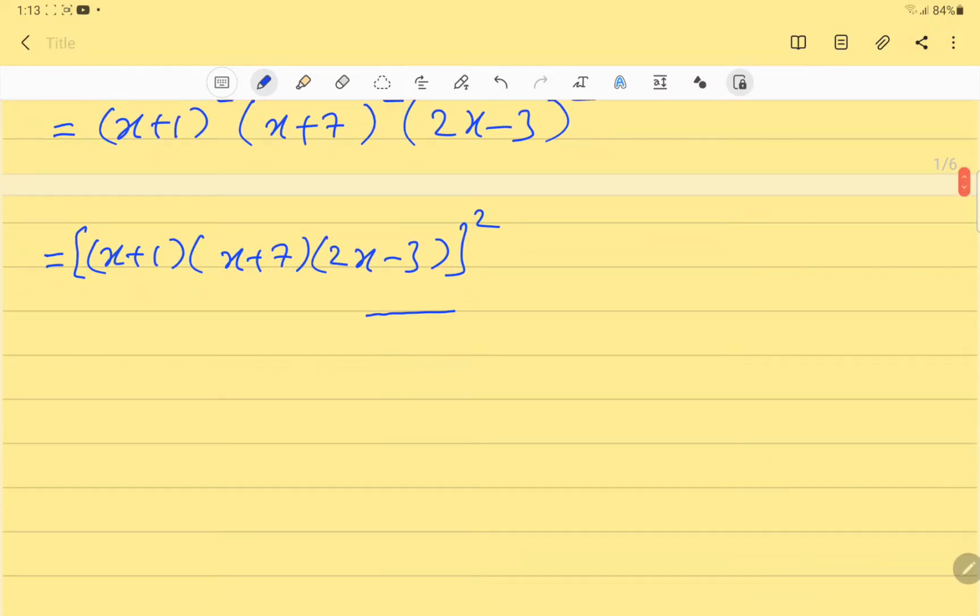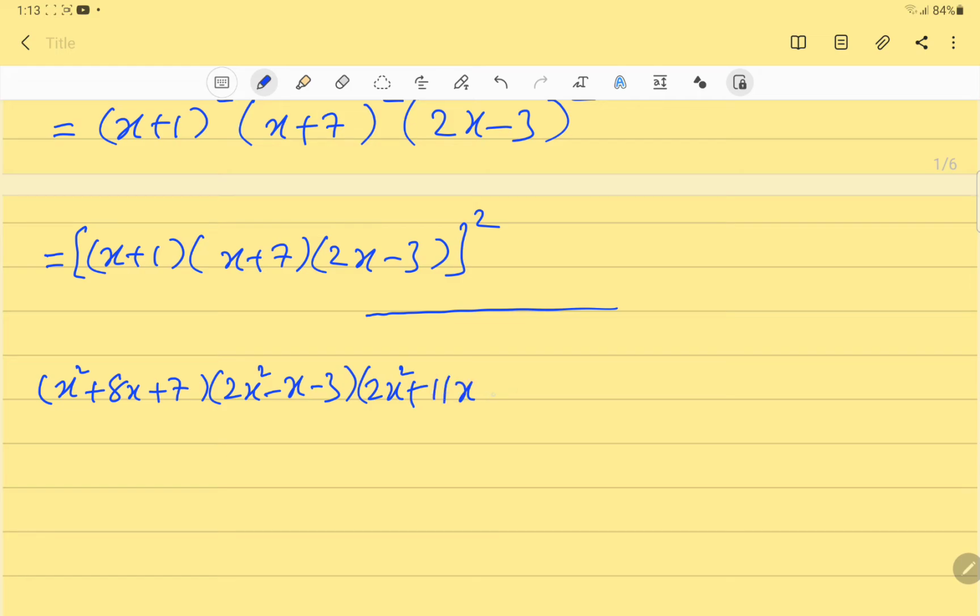Now we will write the square root of our expression. Our expression is x squared plus 8x plus 7. This is the first bracket. Second bracket, 2x squared minus x minus 3. And the third bracket is 2x squared plus 11x minus 21.